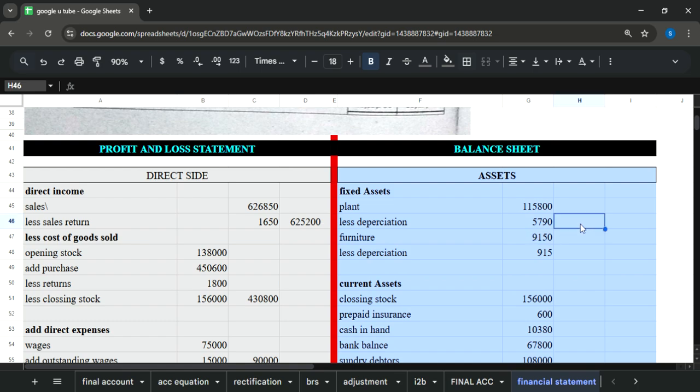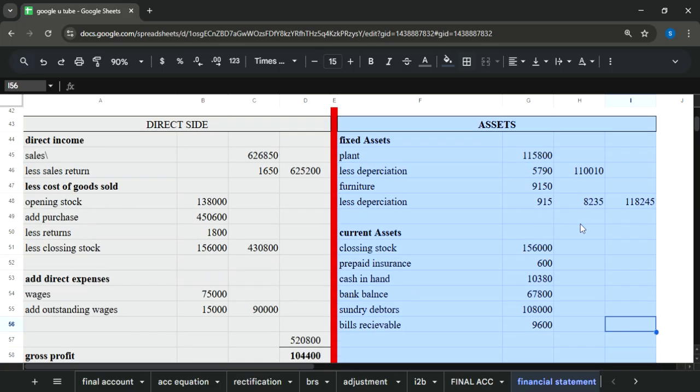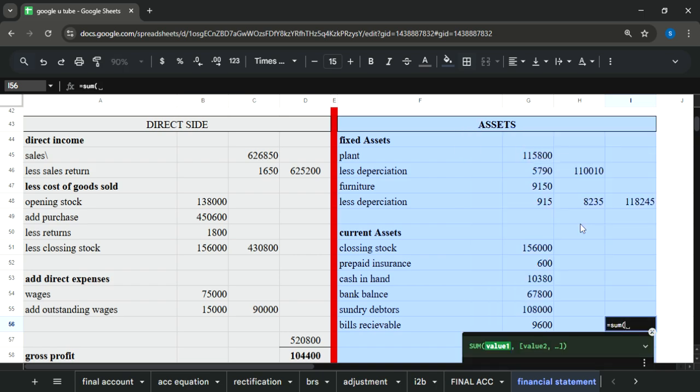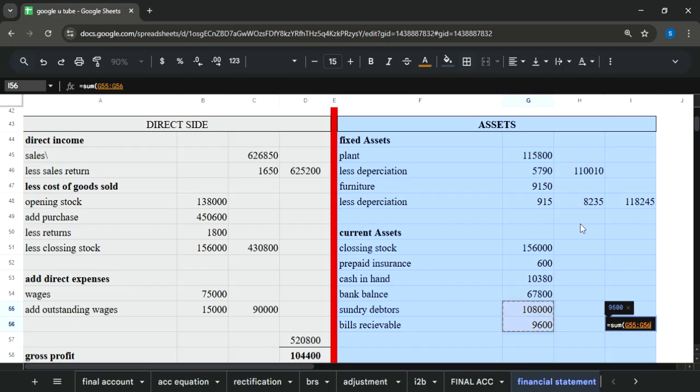Now we will be focusing upon asset side, where you have your plant and you will subtract its depreciation. Next, amount of furniture, subtract its depreciation. It means we are now ready to calculate our fixed assets. There were 2, plant and furniture. Total of asset side has been calculated. Total of fixed assets. Now you can take sum of all current assets.